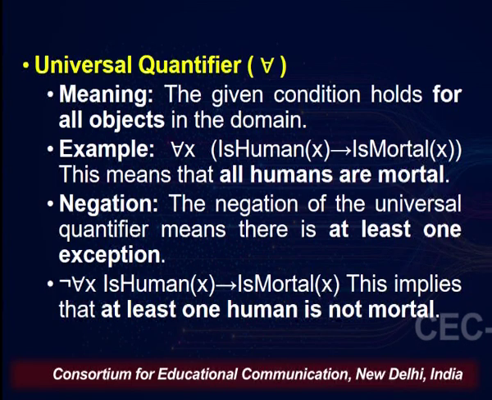And if we put the negation in front of the universal quantifier, the negation of the universal quantifier means that there is at least one exception. So, the negation of for all X, is human X implies is mortal X, is interpreted as: at least one human is there who is not mortal. So, we have seen the universal quantifier along with its negation. Moving forward to the existential quantifier.